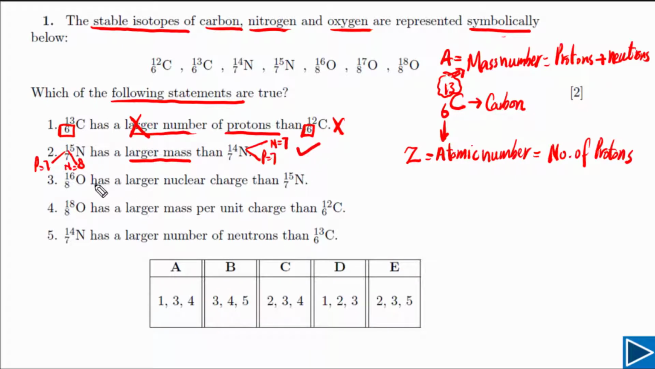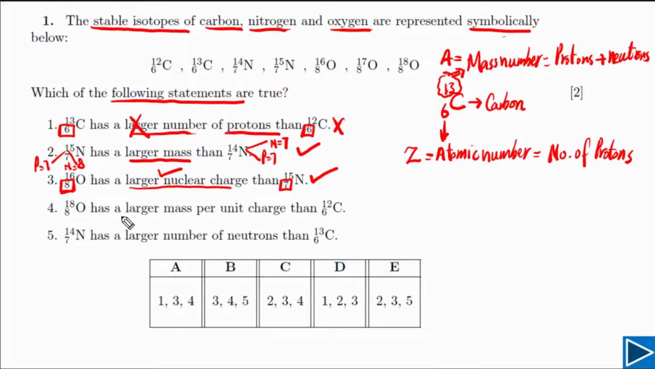If we move on to the third statement, it is given to us that oxygen 16 has larger nuclear charge than nitrogen 15. This is true because this is the number of protons. Oxygen 16 has 8 protons and nitrogen 15 has 7 protons. So this statement is true because the charge of oxygen 16 is greater than nitrogen 15.